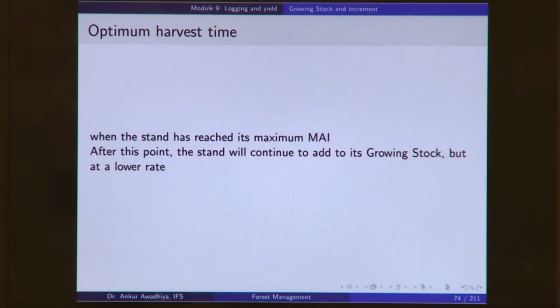Now, why is that so? Because after this point the stand will be putting up more growth, but at a lower pace. The rate has reduced. Now, remember, we needed two things in the stand. We want to have a stand with a very large value of growing stock and also a large value of increment.